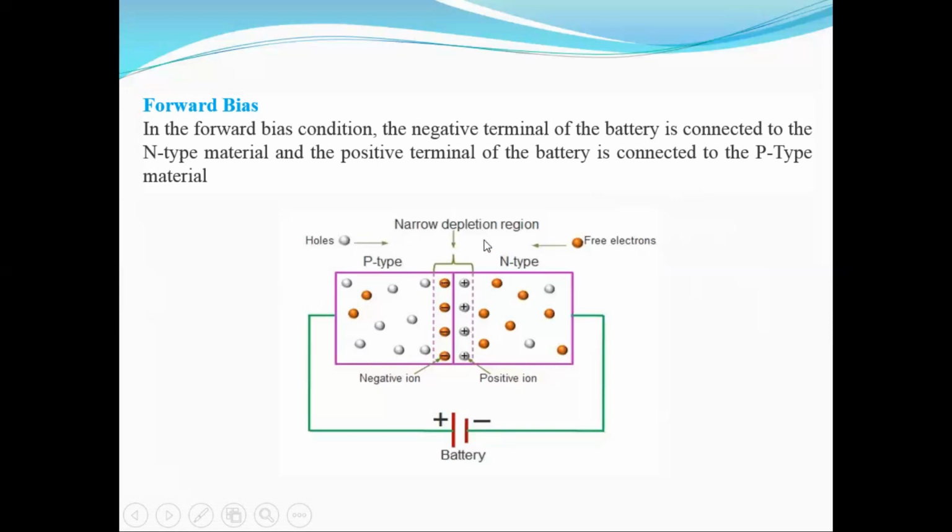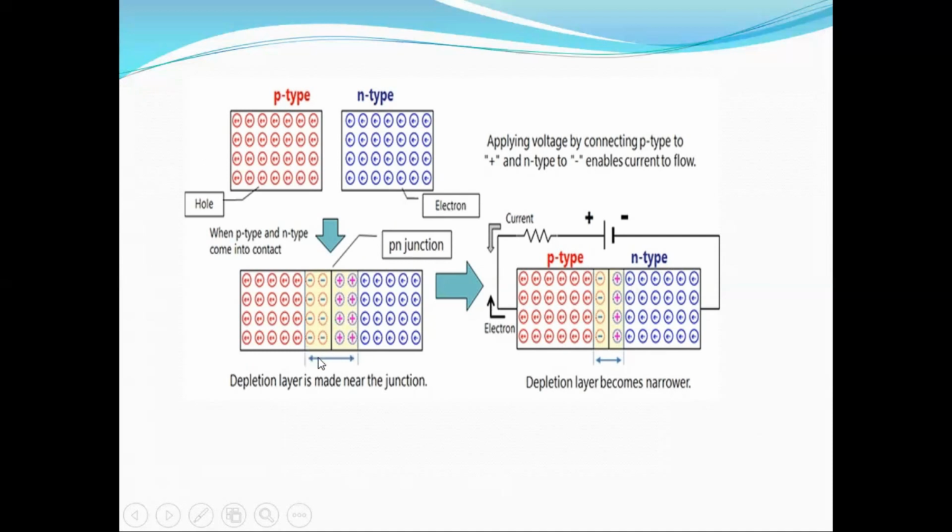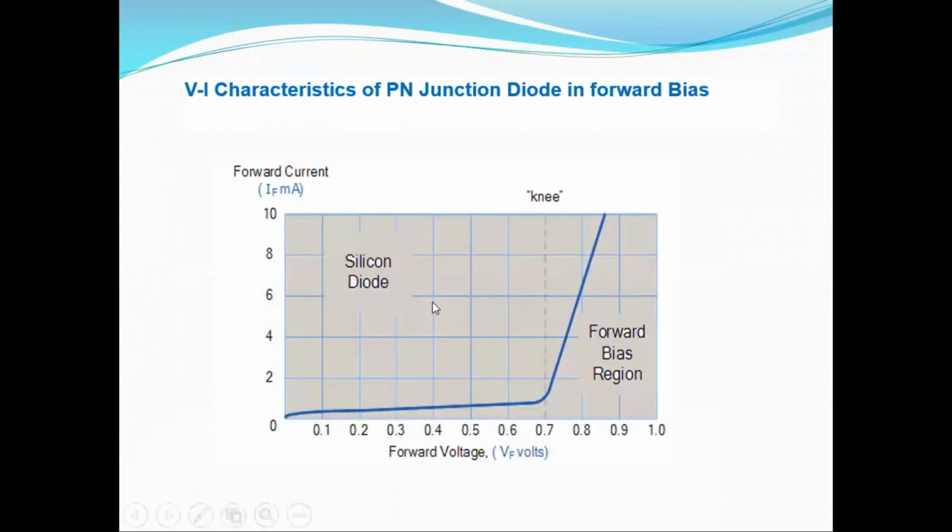So you can see here the depletion region is becoming narrower. You can see here there is a wider depletion region, but because of this forward bias the depletion region is becoming narrower here. Now we can see here the VI characteristics of the PN junction diode in forward bias. This is the applied voltage, the forward voltage. As we are increase the forward voltage, initially the current will be zero.